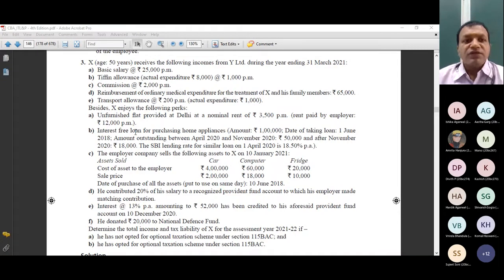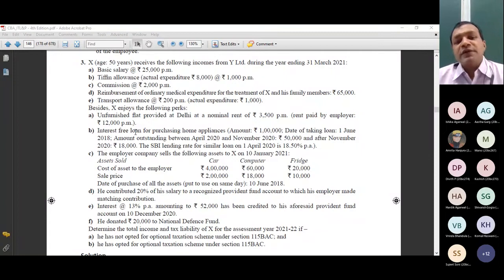Commission. Then reimbursement of ordinary medical expenditure for the treatment of X and his family members. Transport allowance. Besides, X enjoys the following perks. Perks means perquisites, non-cash benefits. Unfurnished flat provided at Delhi at a nominal rent of 3,500 per month. Rent paid by the employer 12,000 per month. Interest-free loan for purchasing home appliances, amount 1 lakh, date of taking loan 1st June 18. Amount outstanding between April and November 50,000, and after November 18,000. SBI lending rate is 18.5% per annum.